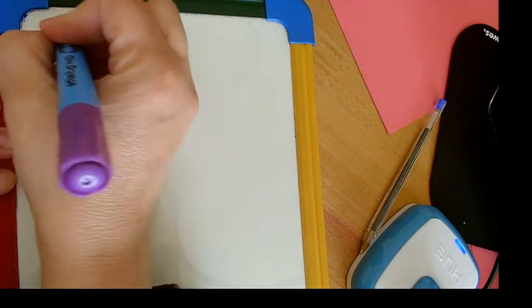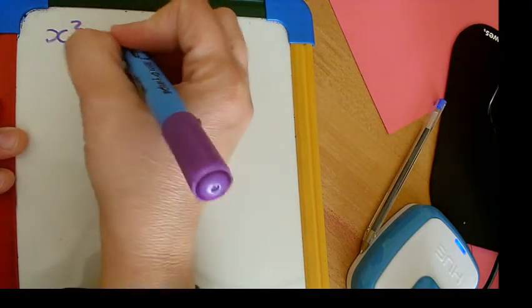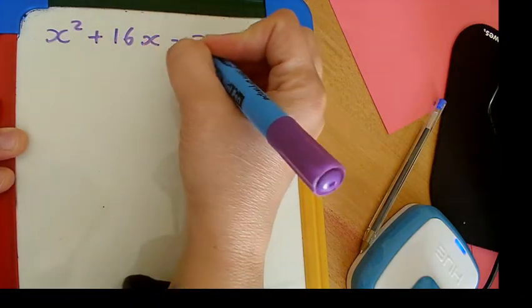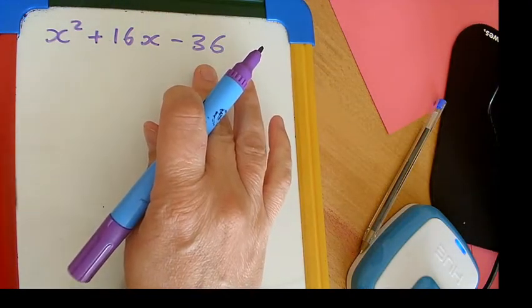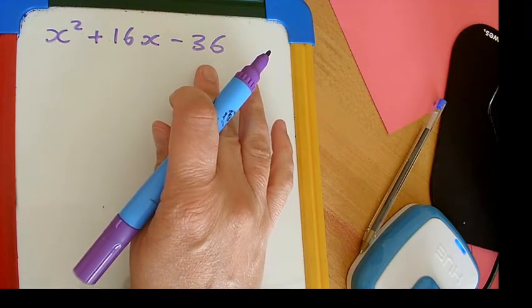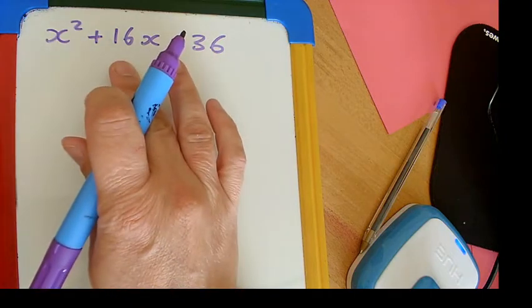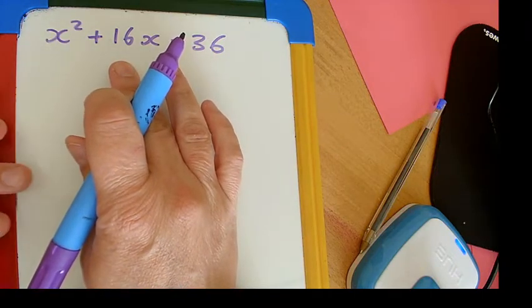So an easy one like we would have done yesterday or the day before, whenever you watched the videos, would be x squared plus 16x minus 36. And we'd start with the minus 36 and we'd split it into what times what gives us 36 that subtracts to give us 16. Well, we're kind of going to do the same thing today.